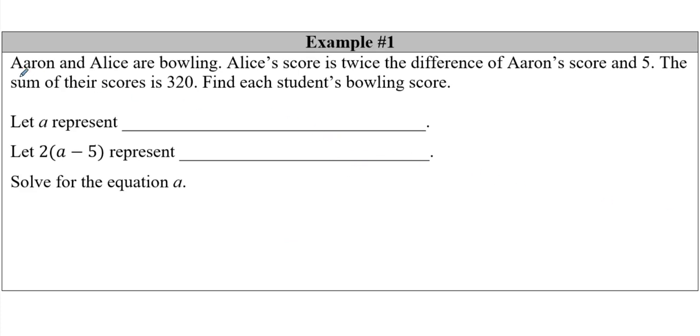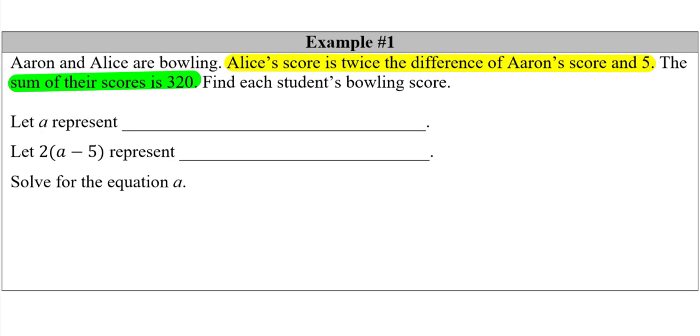Taking a look here, it says that Aaron and Alice are bowling. Alice's score is twice the difference of Aaron's score and 5, and the sum of their scores is 320. We want to find each student's bowling score. So we want to first find our important information. Alice's score is a piece of important information, and the difference of Aaron's score and 5 is there to help us. And then we also have this piece, the sum of their scores is 320.